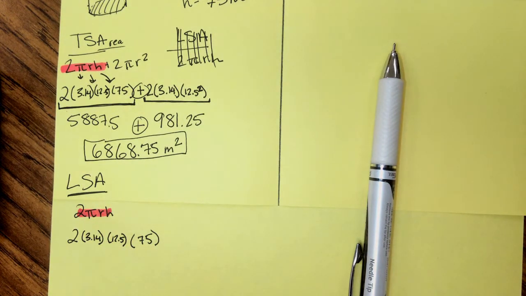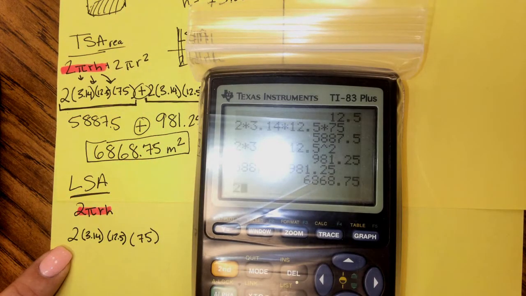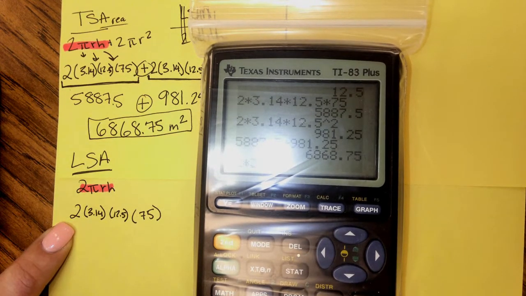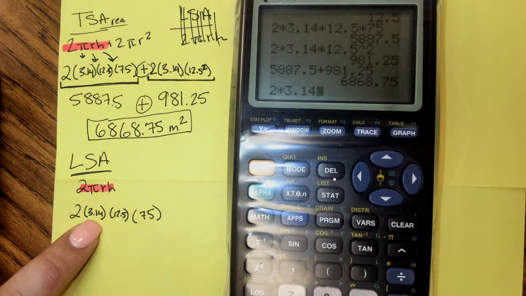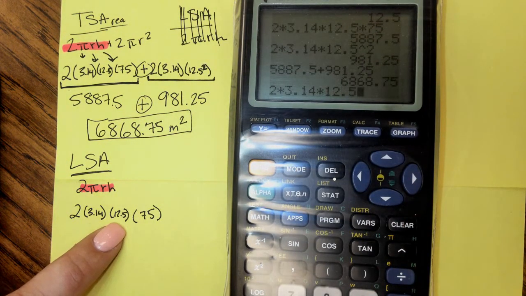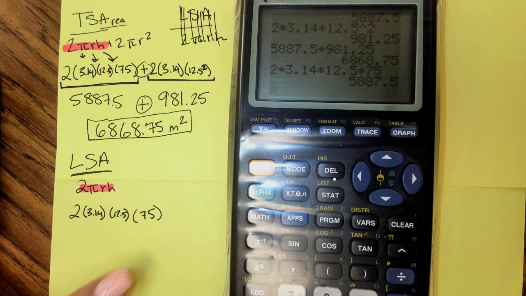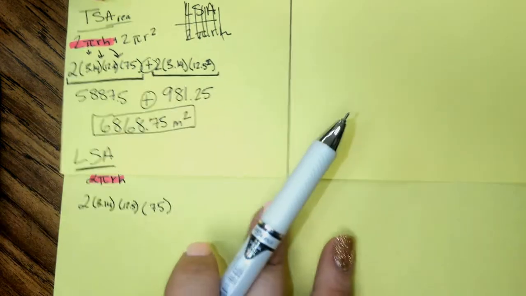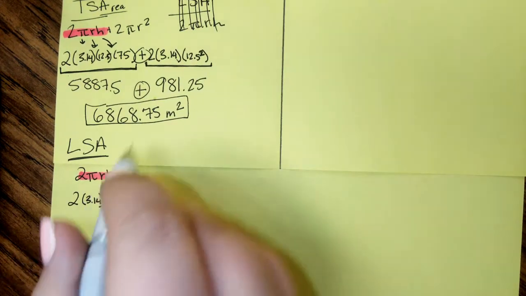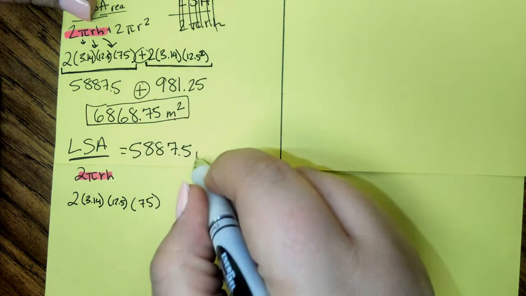You could get your calculator and type that all in again. That's 2 times 3.14 times 12.5 times 75. That gives us 5,887.5. We already knew that because we've already typed that in our calculator before. So the lateral surface area is 5,887.5. This is a type of area, so the meters are squared.